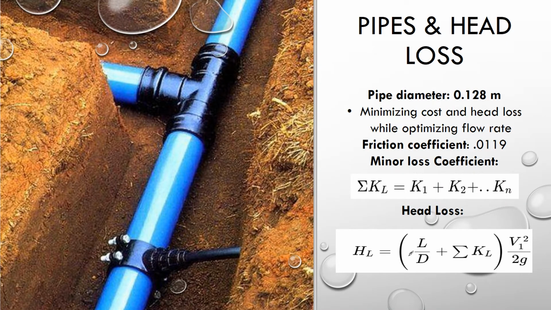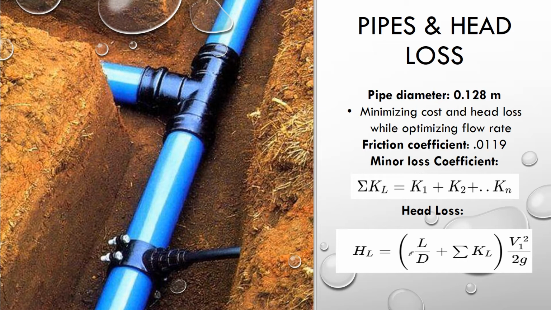Our pipes and head loss are the first step to designing the water system. When choosing the pipe diameter, we had to find a size that would maximize flow rate while minimizing cost. We used a diameter equal to 0.128 meters or 2.5 inches because we believe it creates the perfect compromise between size and efficiency. The friction coefficient we use is based on a smooth PVC material with a value of 0.0119.